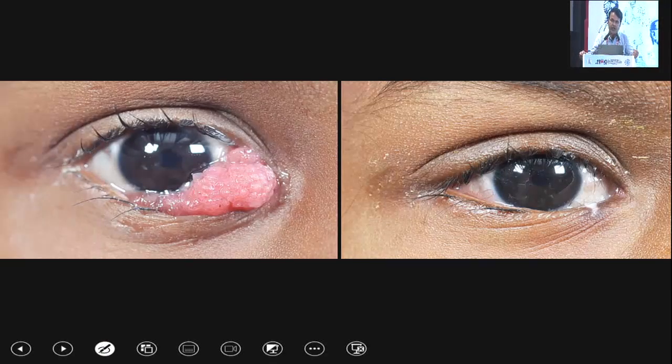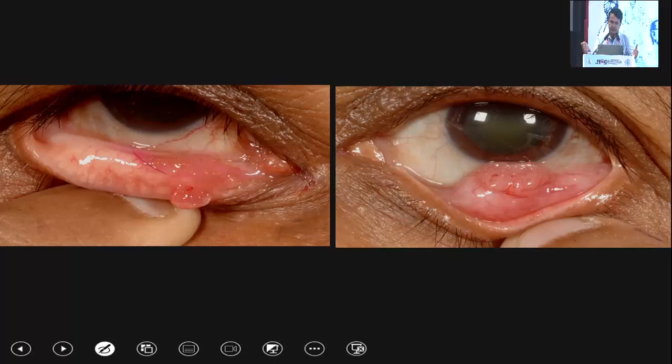This was a child with an aggressive papilloma, thrice excised elsewhere, again recurrent. We didn't excise this at all. This was treated with systemic interferon and the child had complete regression. So in aggressive recurrent papillomas, you can opt for systemic interferon, which your oncologist will help you give.